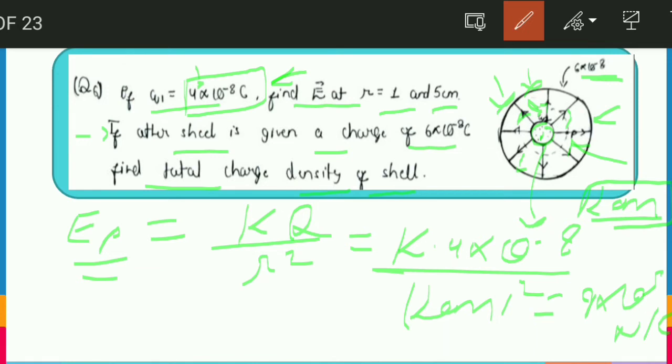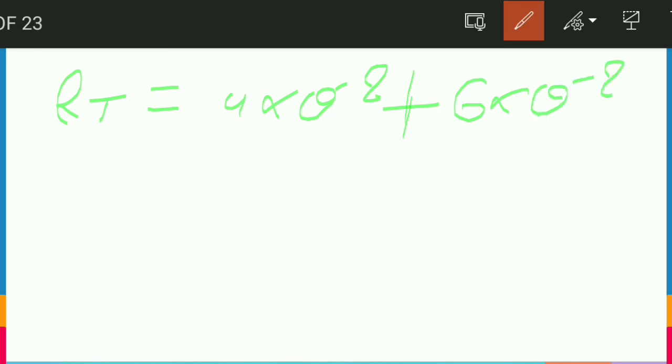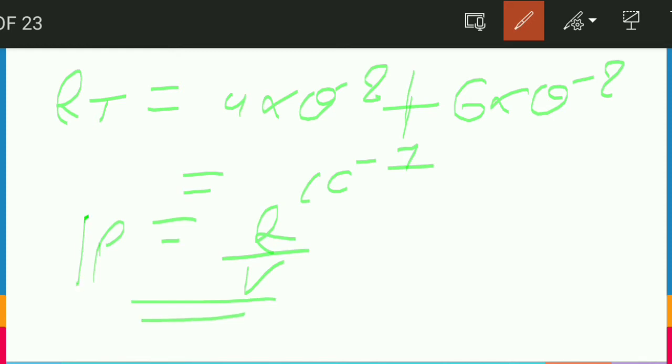So what net charge will the outer shell have? Let me write, friends: total charge will be equal to 4 × 10^-8, which has been brought due to two successive processes, first by induction and second by charge conservation, and the second which was given externally, it was 6 × 10^-8, so it becomes 10^-7. So density rho equals q by area. When you put the value, from this you can find the value of rho.